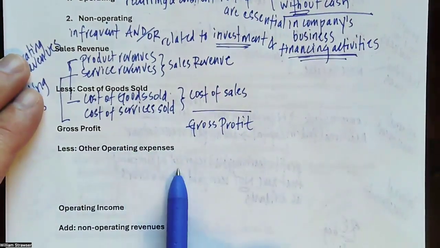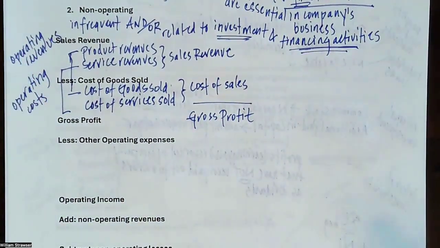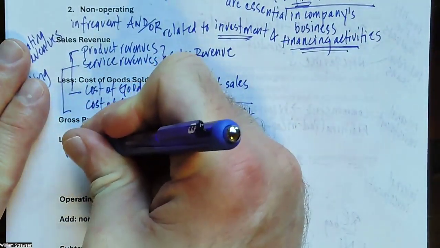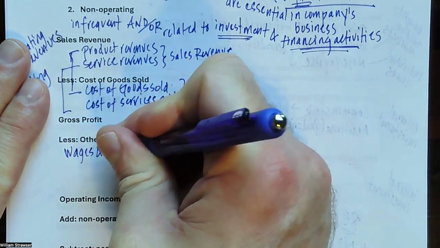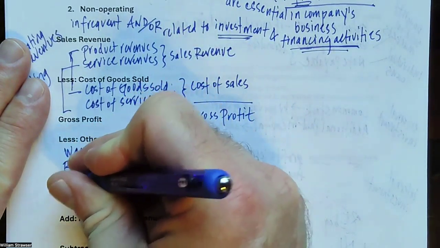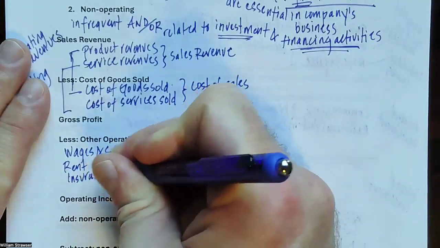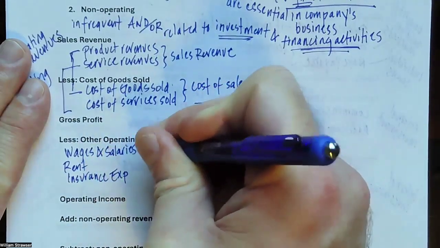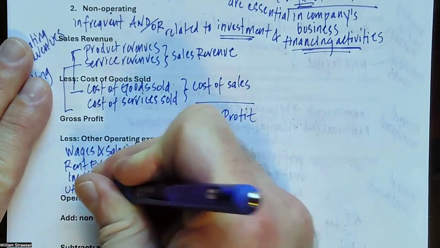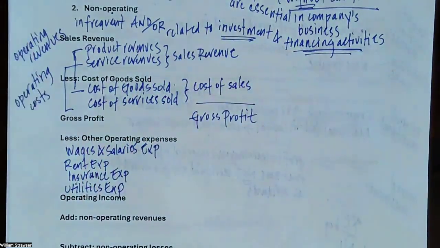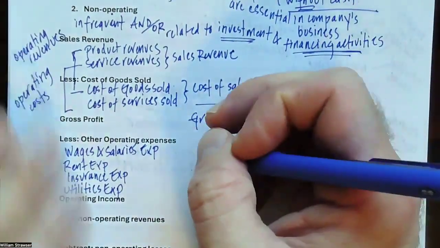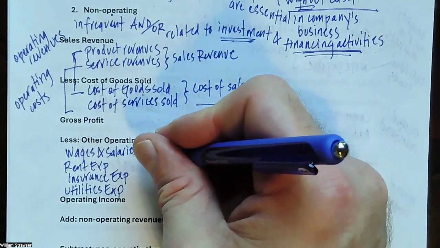Within other operating expenses, just going on some of the expenses that we've seen so far, wages and salaries would be an operating expense. Rent, insurance, utilities, all these day-to-day expenses that the company runs into when enacting their business model. Ones that might be less familiar to you, research and development.